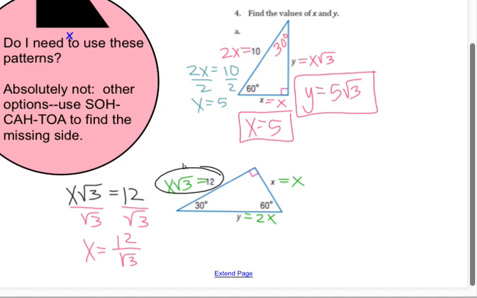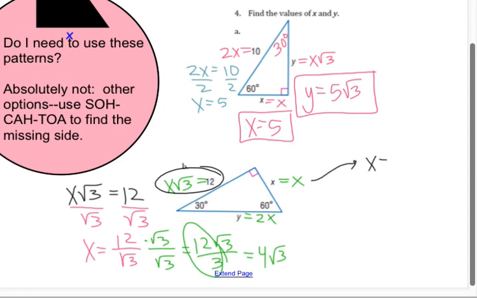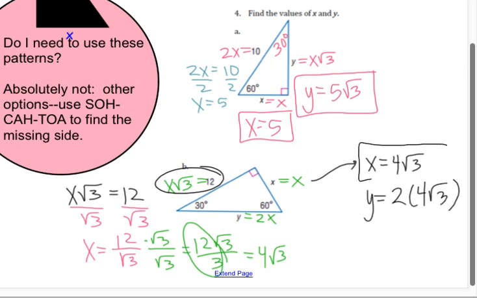Now I would rationalize the denominator. So multiply by the square root of 3 over the square root of 3. So I have 12 square root of 3 all over 3. 12 divided by 3 is 4, so it's 4 square root of 3. So x is 4 square root of 3. Now I need to solve for y. y is 2 times x. Well, 2 times 4 square root of 3. Well, 2 times 4 is 8, so y is 8 square root of 3.